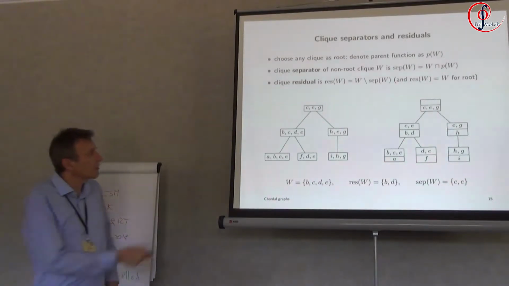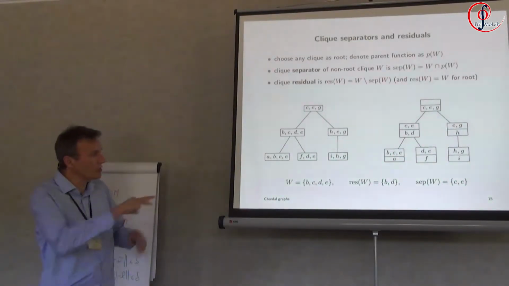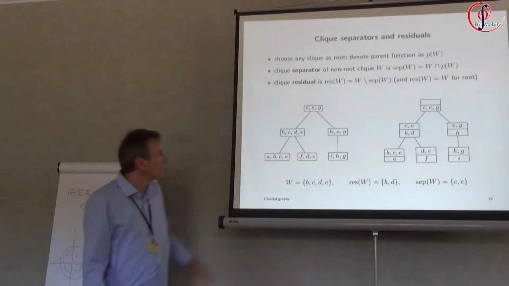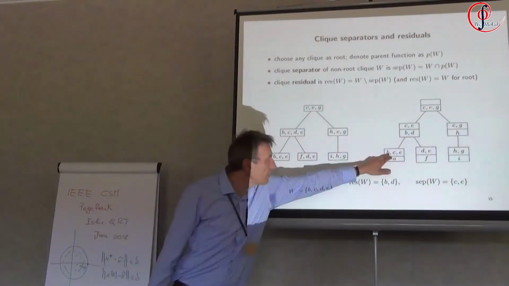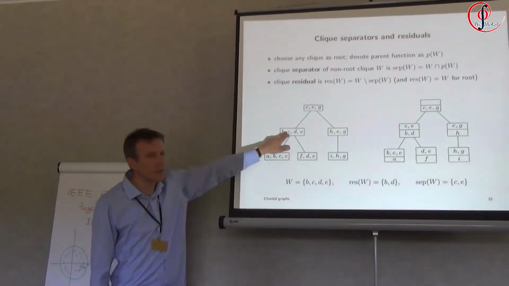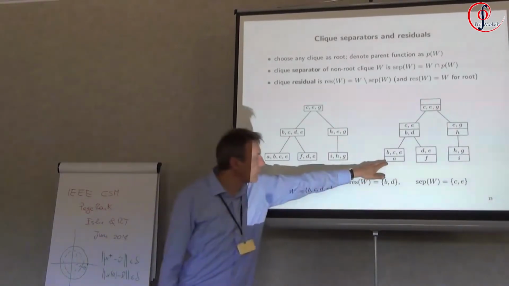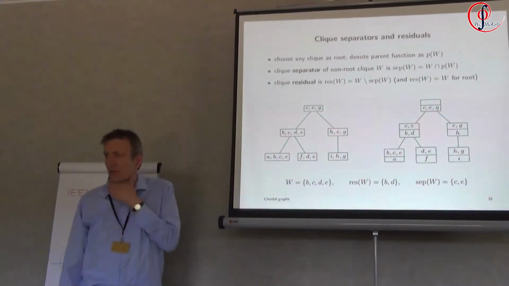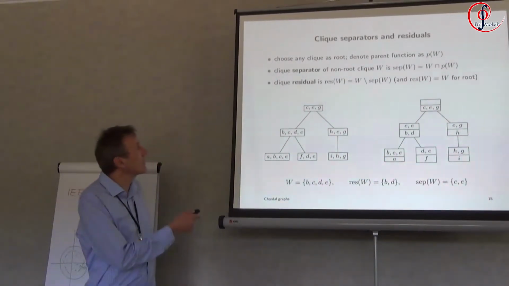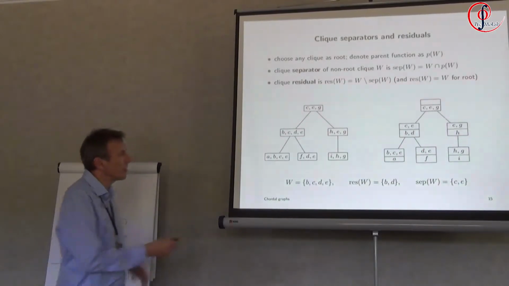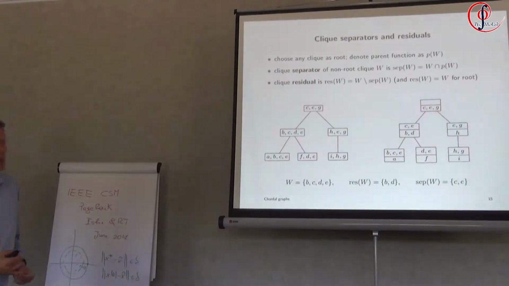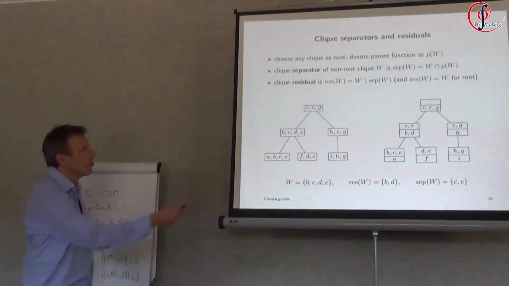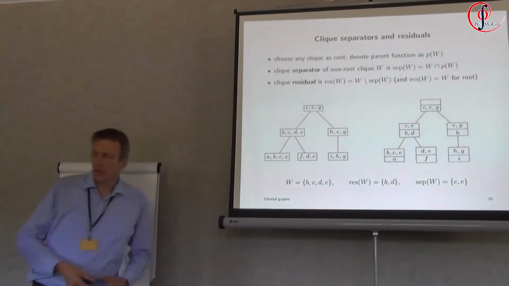Those two sets are shown here, these are the two rows in each box. The top row is the intersection of this clique with its parent, and the bottom row is just the remainder of the clique. We call these the separators: the top row is the clique separator, and the bottom row is the clique residual. The root doesn't have a separator because it doesn't have a parent.